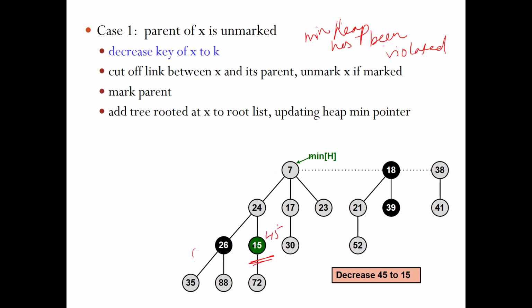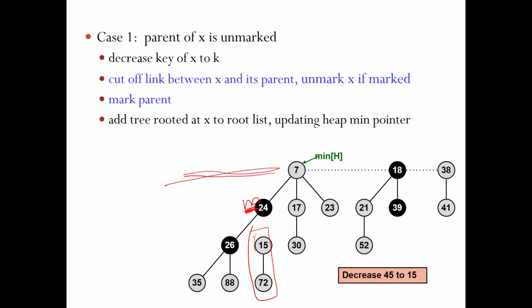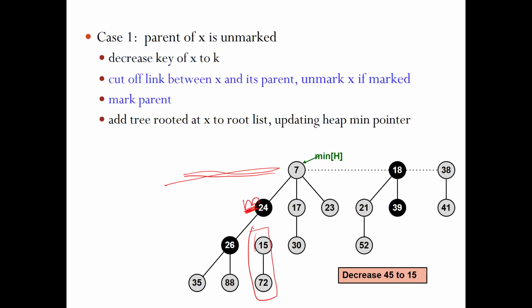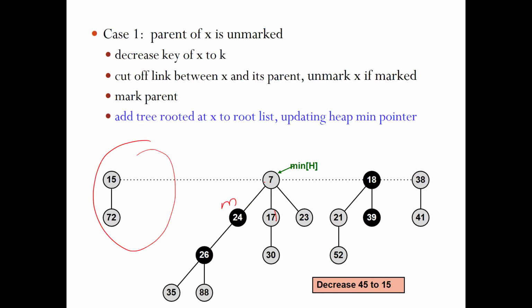This was 45 before. We decreased it to 15. It violated the heap property. So if this was already marked, you unmark it and cut it from here, and then you bring it to the root level. And if the parent was an unmarked one, because it lost its child recently, you make it black or marked. Okay, this is what we do.